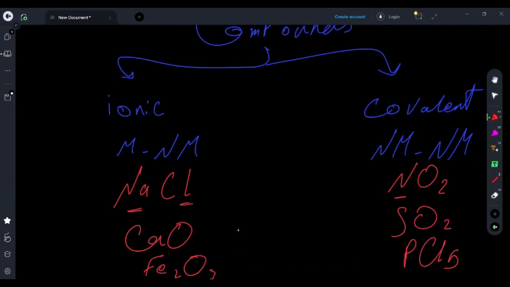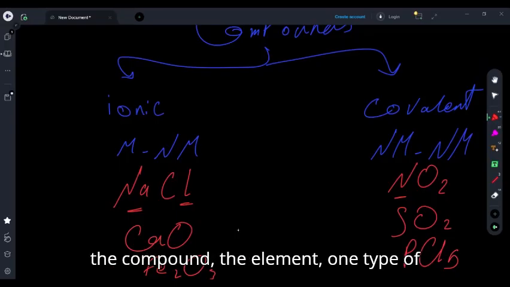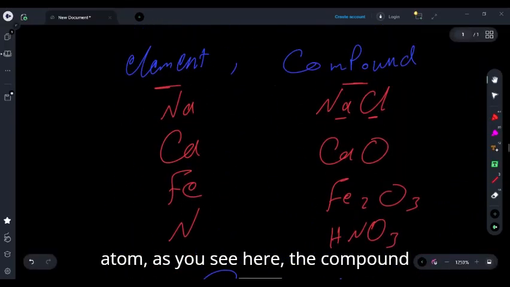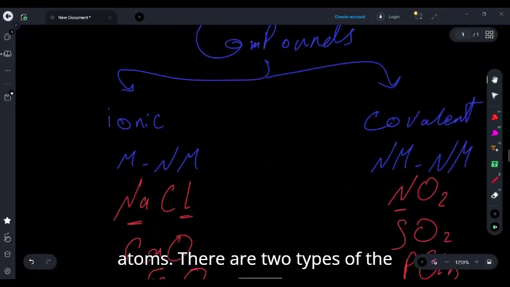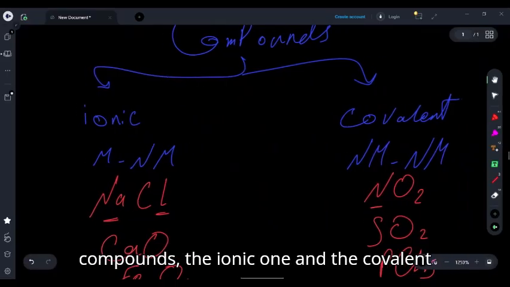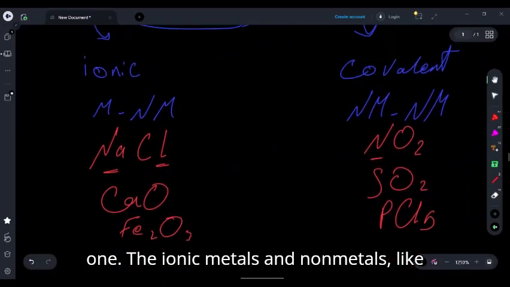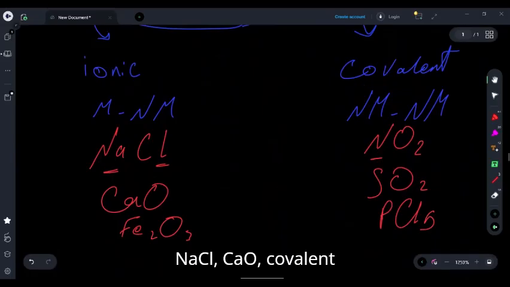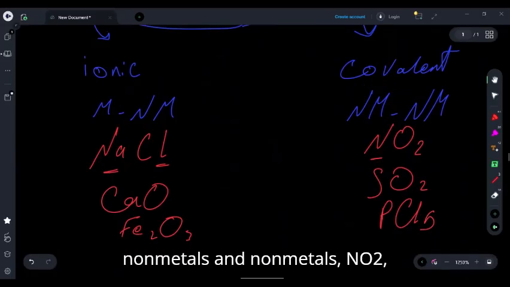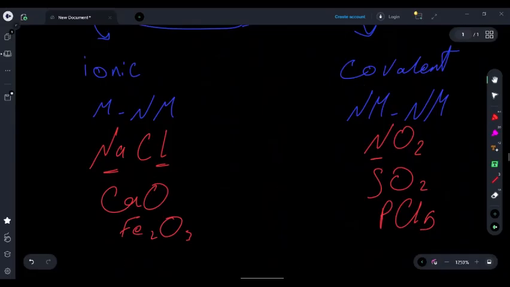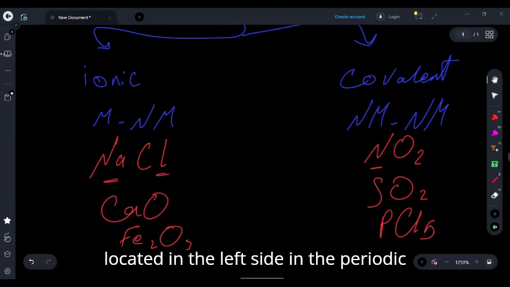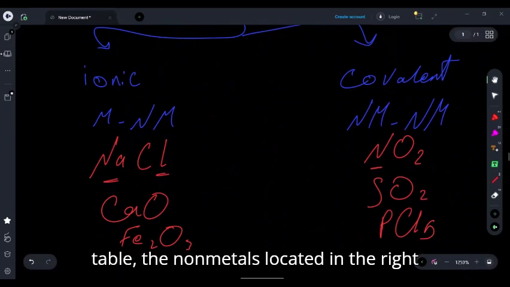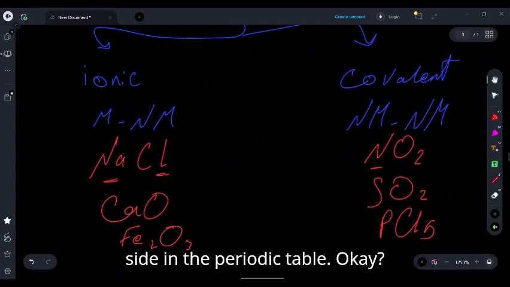Okay? That's it. So the difference between the element and the compound: the element, one type of atom, as you see here; the compound, two types or more than two types of atoms. There are two types of compounds, the ionic one and the covalent one. The ionic, metals and nonmetals, like NaCl, CaO. Covalent, nonmetals and nonmetals, NO2, SO2. And by the way, the metals are located on the left side of the periodic table, the nonmetals on the right side of the periodic table.